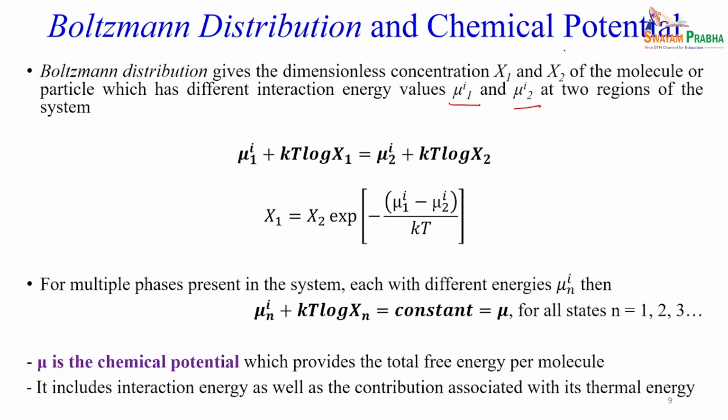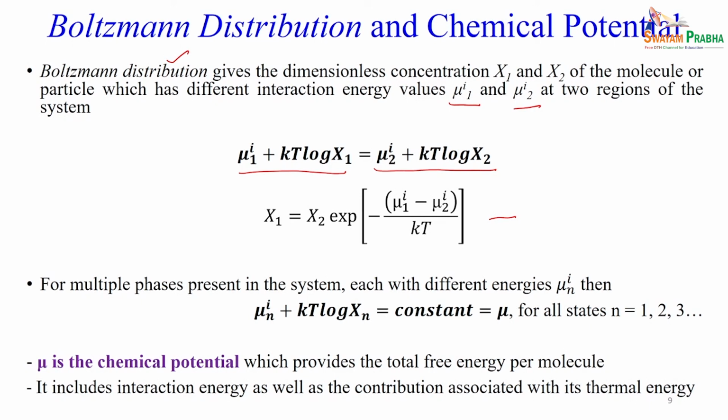So, it is simply related as mu 1 plus k T log x 1 is equal to mu 2 plus k T log x 2, both are there in equilibrium. So from here we can simply calculate x 1 is equal to x 2 e to the power (mu 1 minus mu 2) upon k T, and this expression is very well known as the Boltzmann distribution.